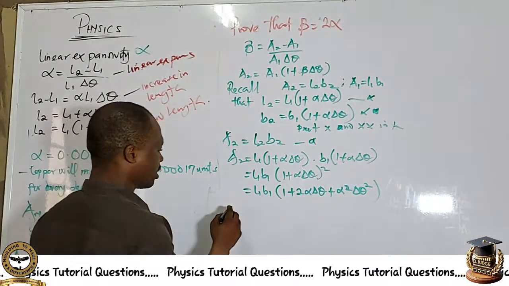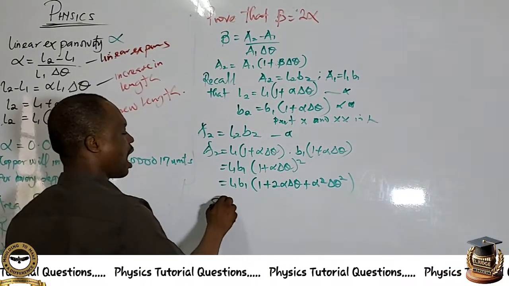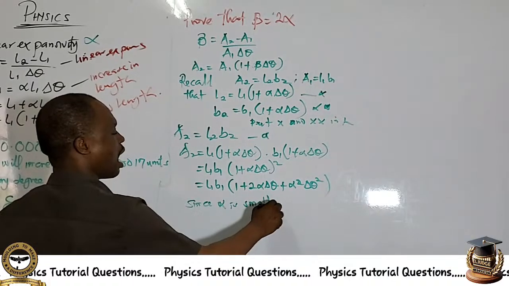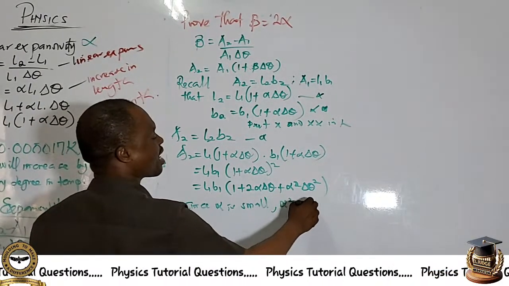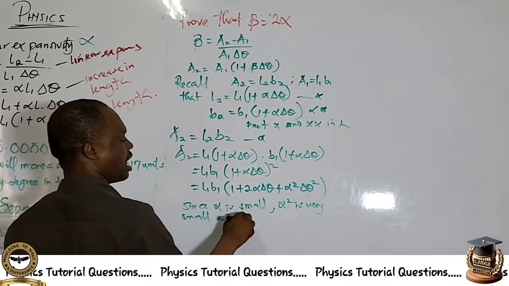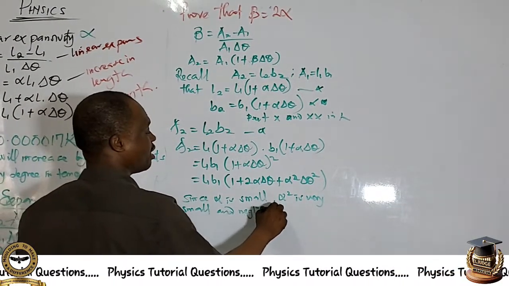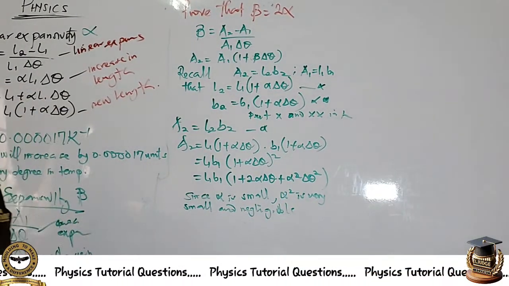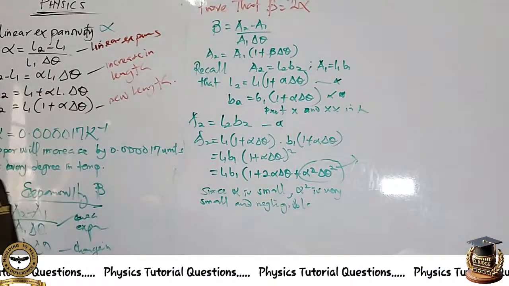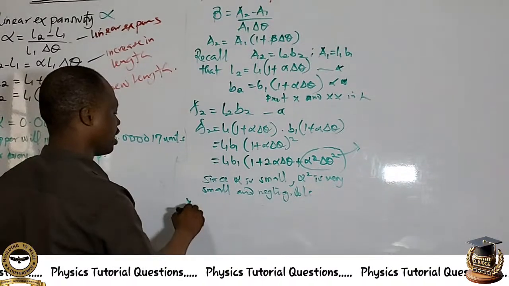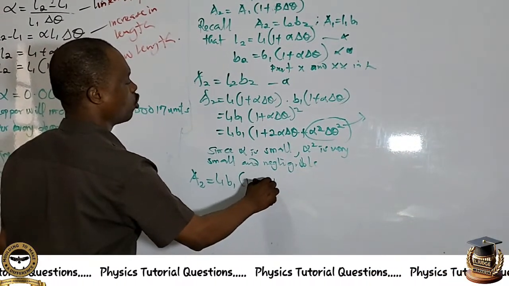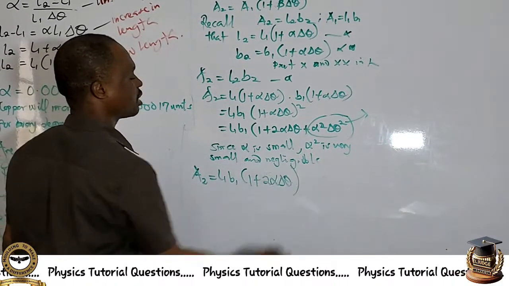So therefore, we state that what? Since alpha is small, alpha squared is very small and negligible. So we are neglecting the alpha squared from this equation. So this one tends to 0. That part tends to 0. So we can write A2 equals L1 B1 into 1 plus 2 alpha delta theta.